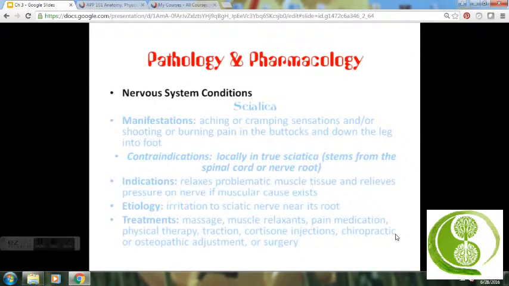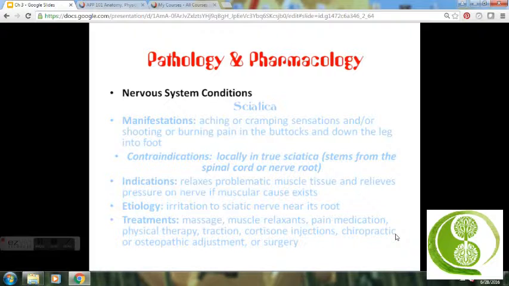And now back to the pathology portion, so back over to page 240. We talked about endangerment sites already. Now we're talking about sciatica, which I mentioned earlier when we were talking about the nerve plexus, the sacral plexus specifically. Manifestations of sciatica include aching or cramping sensations and/or shooting or burning pain in the butt and down the leg into the foot.